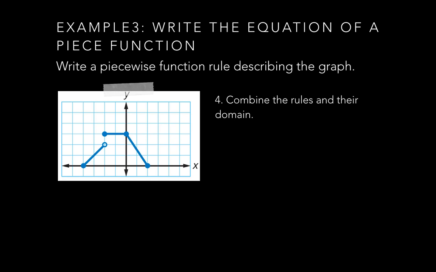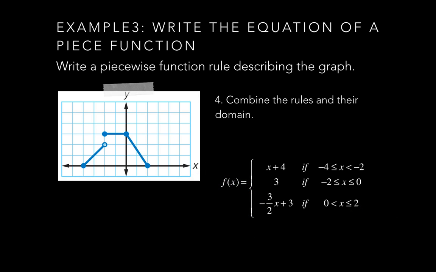Now with all of those rules and all of those domains, we can put it together to provide a nice function rule for this graph. The first piece, x plus 4, if x is between -4 and -2. 3, if x is between -2 and 0. And -3 halves x plus 3 if x is between 0 and 2.